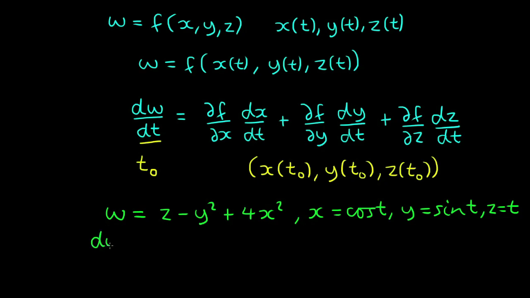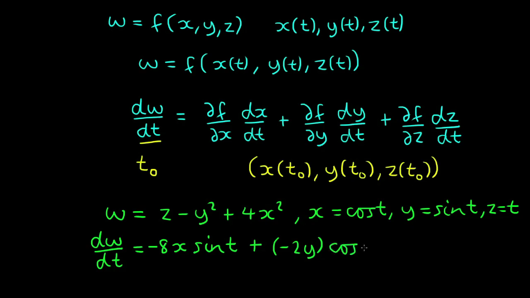So to find the derivative of w with respect to t, we take the partial with respect to x, which is 8x, by dx/dt. So that will be minus sine t, plus the partial derivative of w with respect to y, so that will be minus 2y, multiplied by dy/dt, which is cosine t, and plus the partial derivative of the function with respect to z, so that will be 1, by dz/dt, which is also 1.